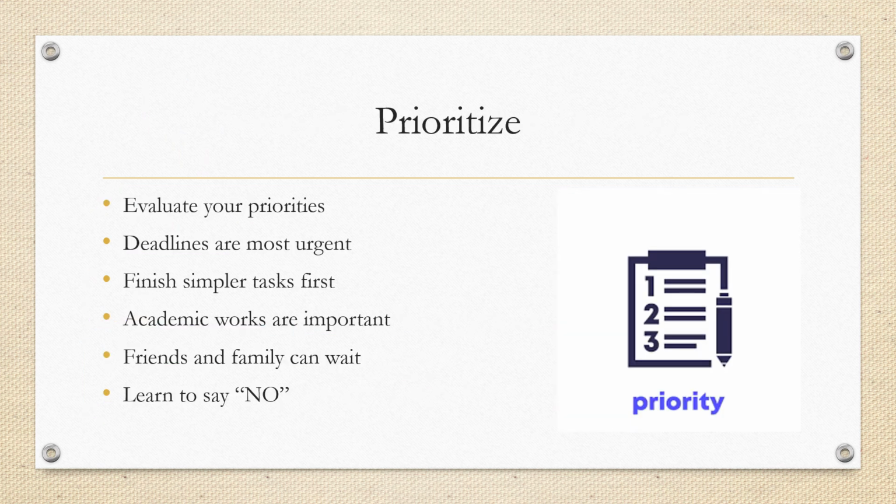Next is prioritizing. This is the fifth point we are coming to. As we had said in our previous videos as well, we have always spoken about prioritizing tasks. Firstly, you have to understand, you have to evaluate your priorities. Make a list of what your priorities are. Your priority is academic success, but what all is in it.